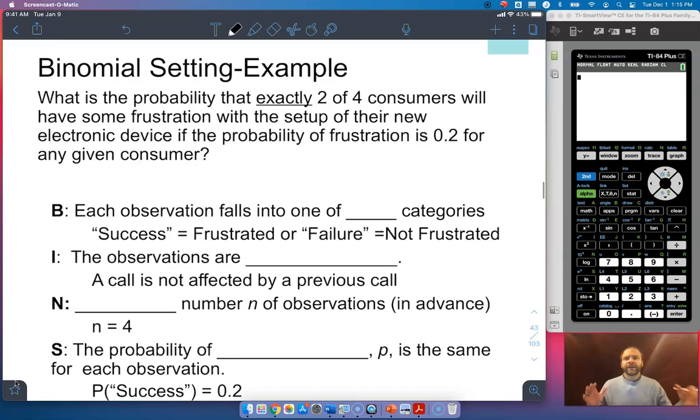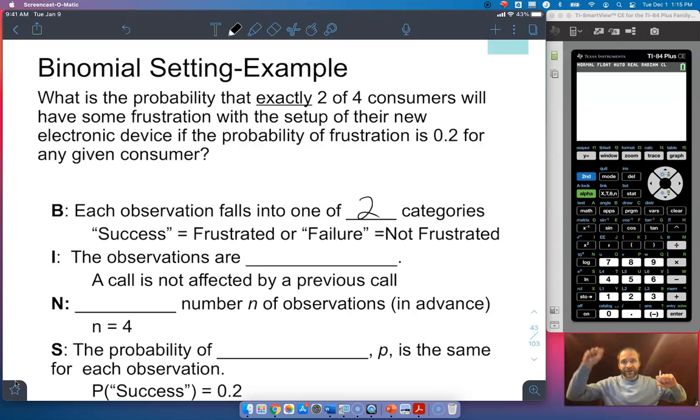All right, so what is the probability that exactly 2 of 4 consumers will have some frustration with the setup of their new electronic device if the probability of frustration is 0.2 for any given customer? In this case, if I'm checking the BINS, each observation falls into one of 2 categories. Success is being frustrated, and failure is not being frustrated, as defined in this prompt.